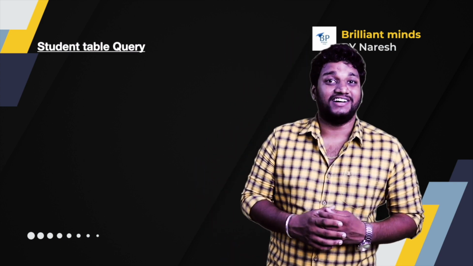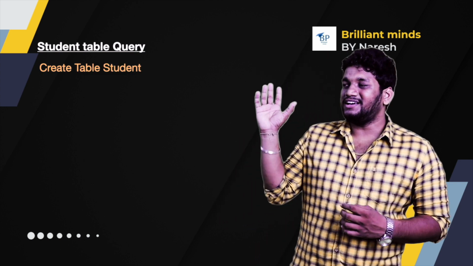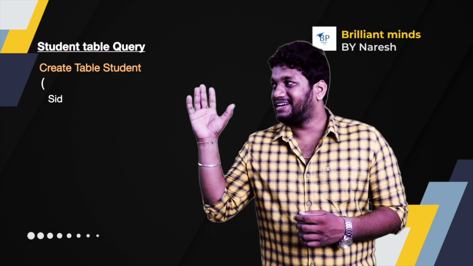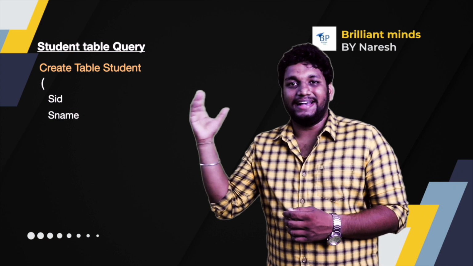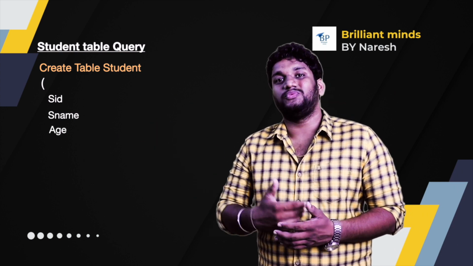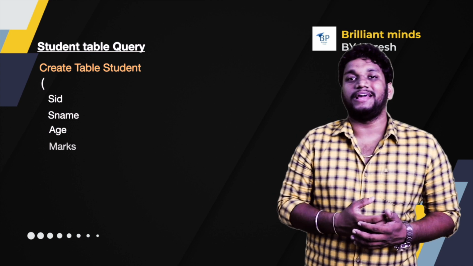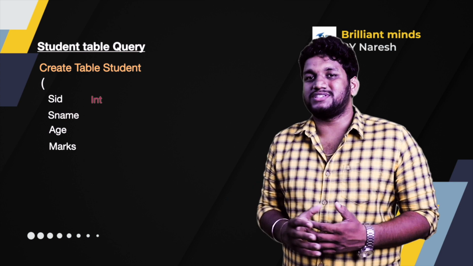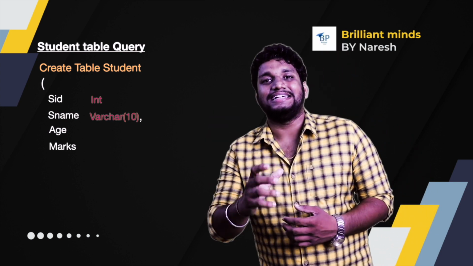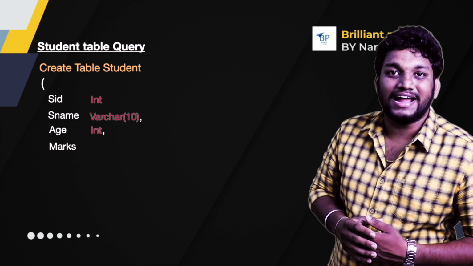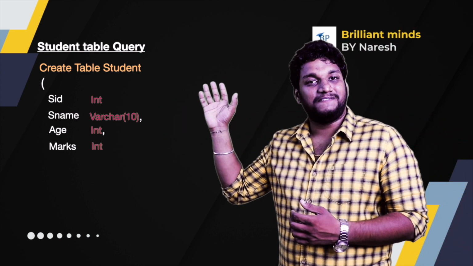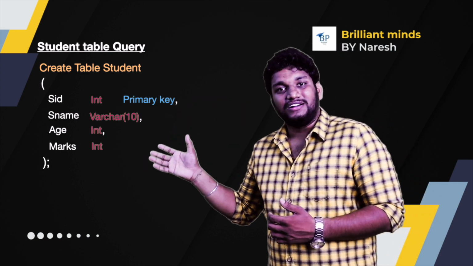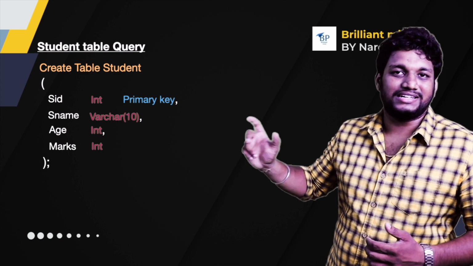Let us write a query for primary key constraint. Here on the screen you can see the student table. How to create a student table? Create table student, and next we have to open the braces, and then give the column names. What are my column names? Student ID, student name, age and marks. These are the columns I have. Next I'll be giving the data types. What are the data types? For student ID it is integer. For student name it is varchar of size 10. For age it is tinyint. For marks also it is tinyint itself.